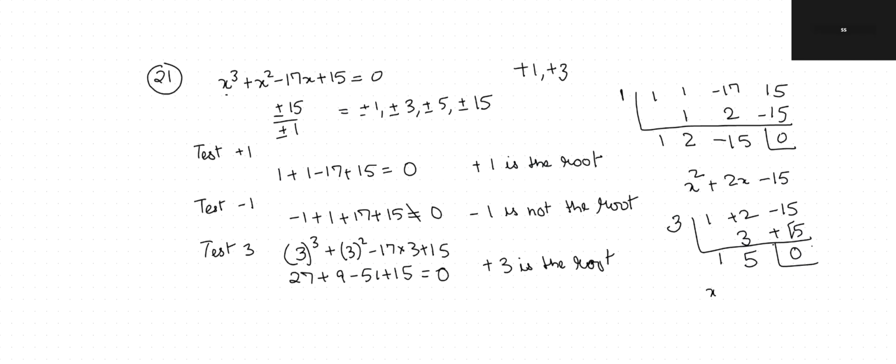So -5 is your another root. Okay, so we got these as the roots. So these are the real solutions for this. This is how we use the rational root theorem.